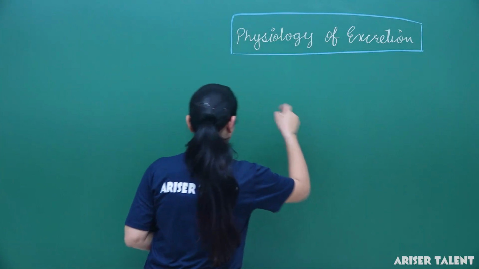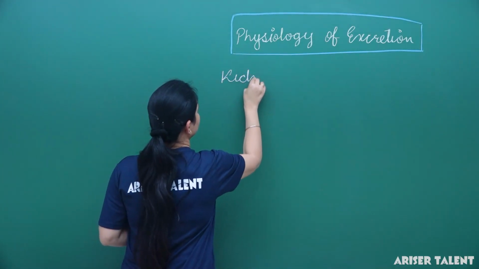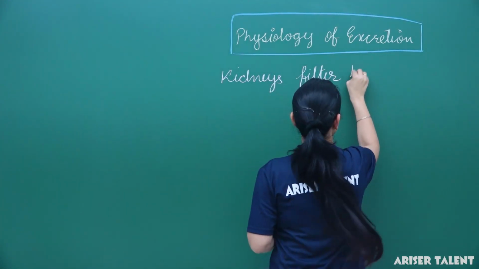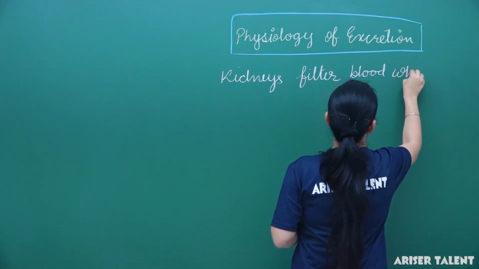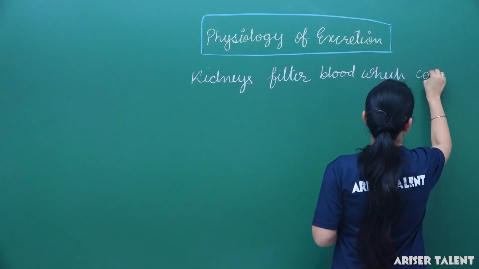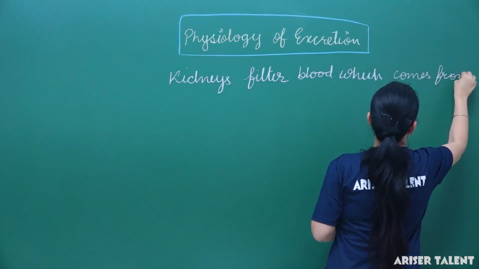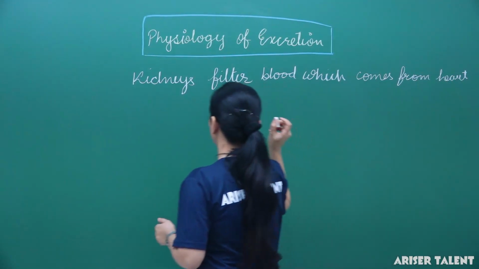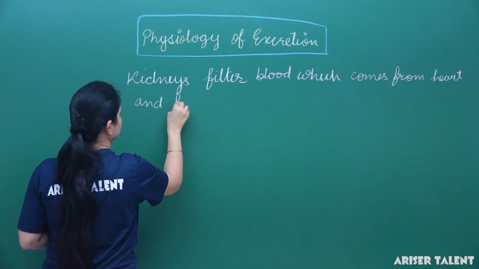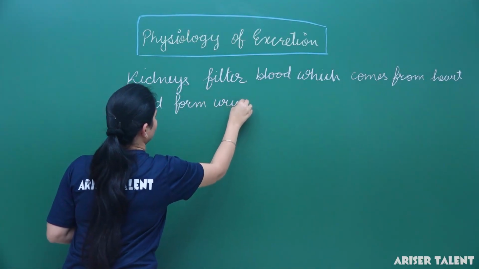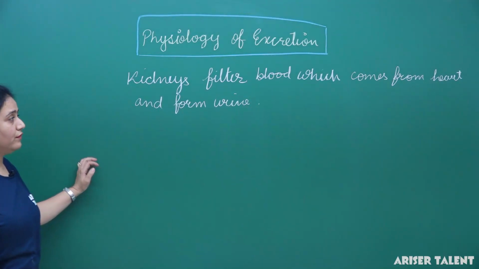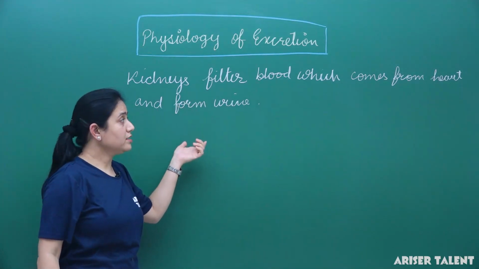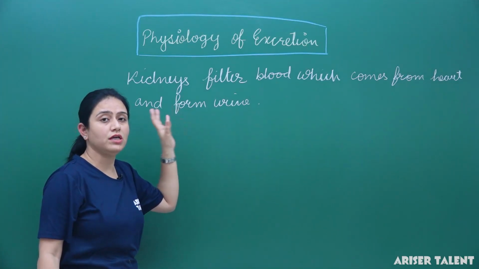First of all, I must say that kidneys filter blood which comes from the heart, and form urine. And this complete process of forming the urine, or we must say of filtering the blood, takes place in three processes.